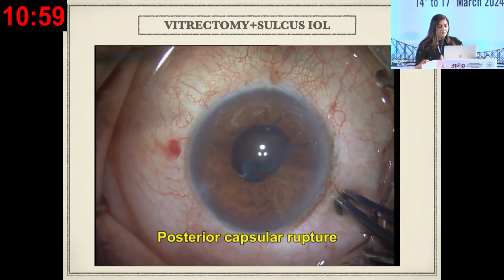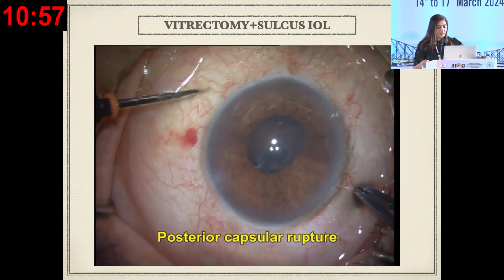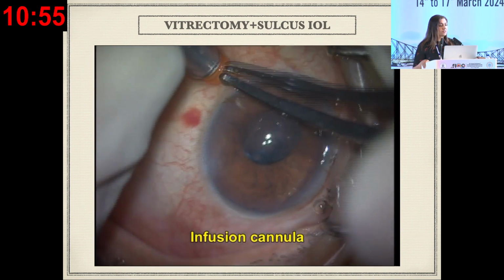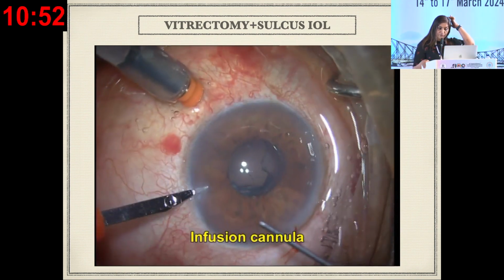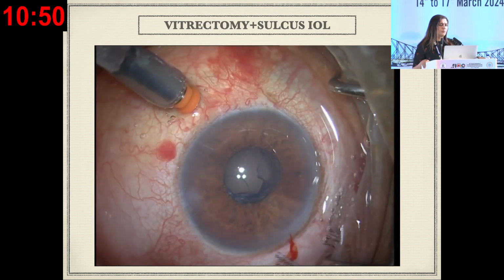Okay, now coming to the actual clinical cases. We have a posterior capsule rupture in this. This is the pars plana fluid infusion which is going on. There's a rent, and the pupil has gone small.